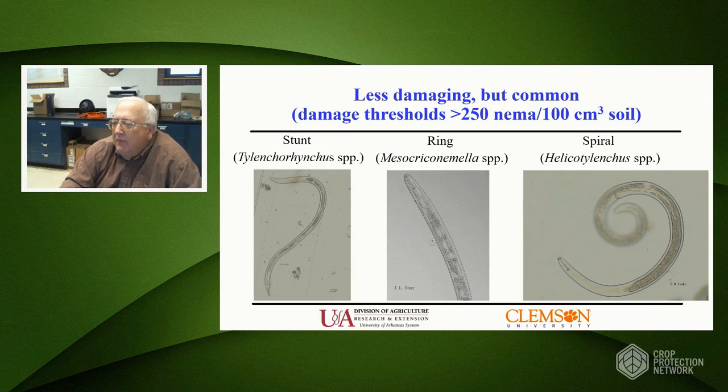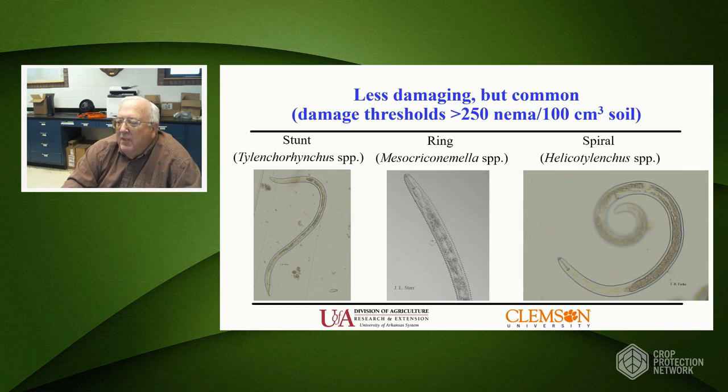But fortunately, if we're going to say that sting nematode has a threshold of 2 to 5, and lance has a threshold of 75, spiral nematode is going to have a threshold more around 400 or 500. So we usually don't hit those kind of numbers, see any documentable damage from that.